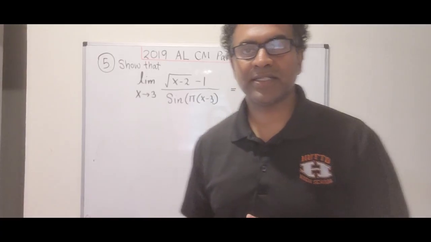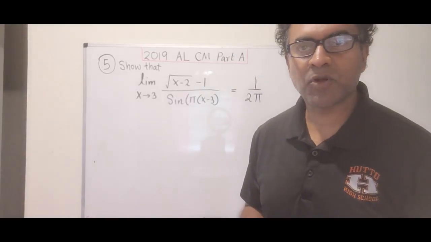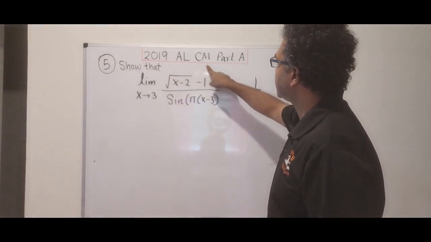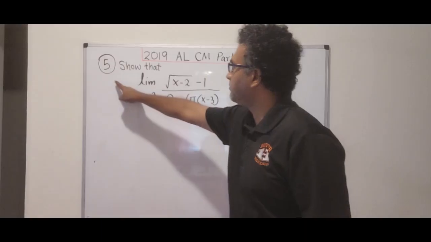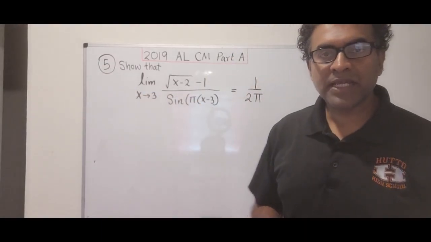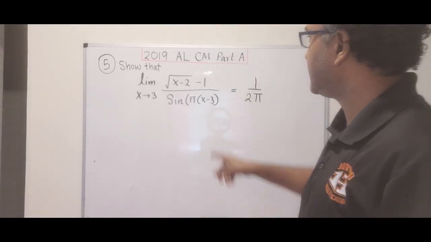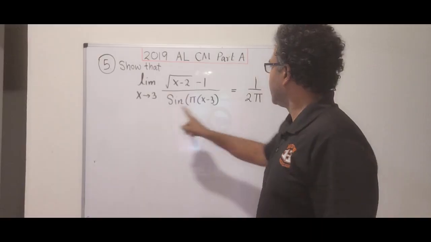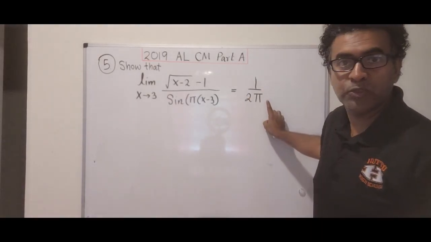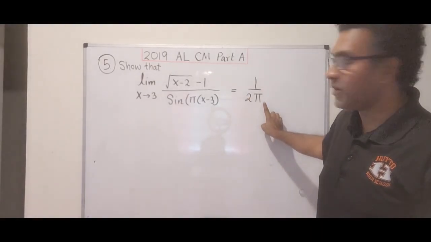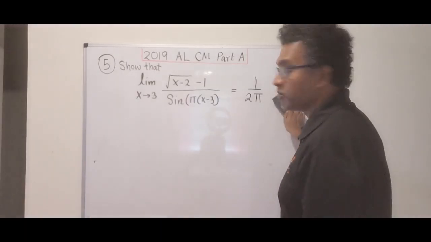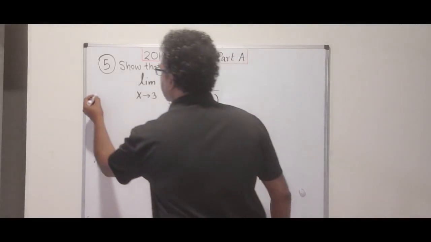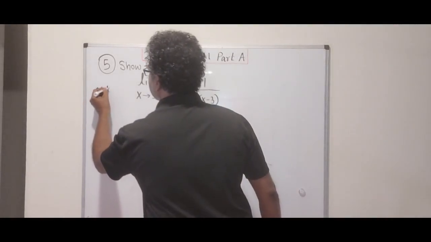Today I'm going to discuss a past paper problem, 2019 A-Levels Combined Maths Part A, problem number 5. Here we have to show that the limit of this expression as x goes to 3 is equal to 1 over 2 pi. I'm going to show you two methods to solve this problem. So this is method 1.